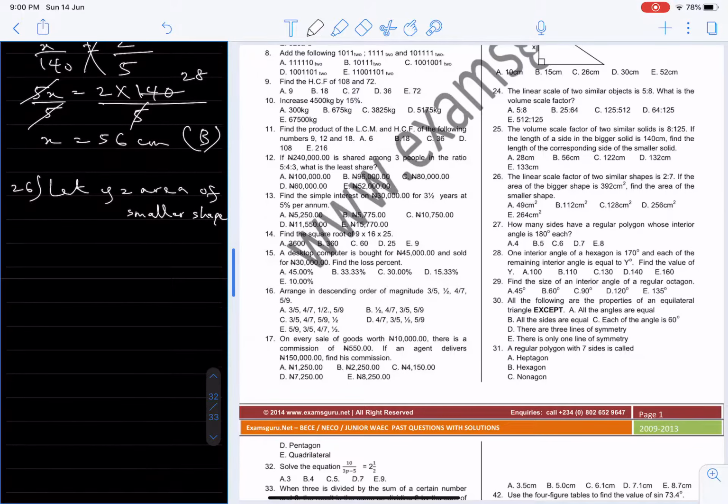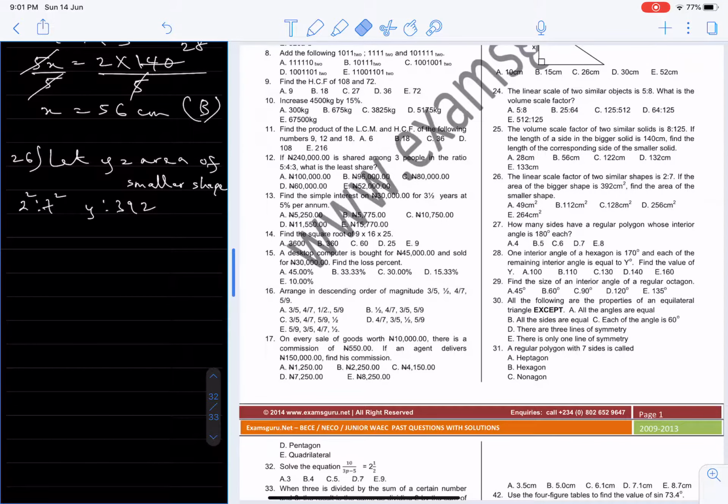Area is a square function, so the linear ratio 2 to 7 means 2 squared to 7 squared equals small area, which is y, to big area, the area of the bigger shape, 392. That means the ratio 2 squared to 7 squared is the same as the ratio y to 392, which as a fraction gives 2 squared over 7 squared equals y over 392.